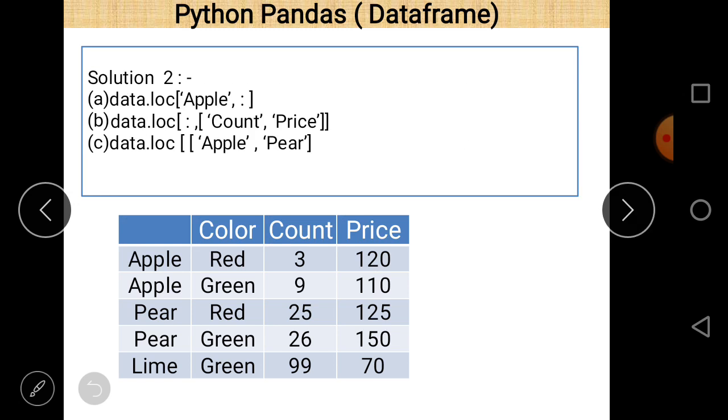So just write data.loc apple, and apple is here alone because there is only a single label. If there is more than one label, then we separate them with a comma sign, but in a list.